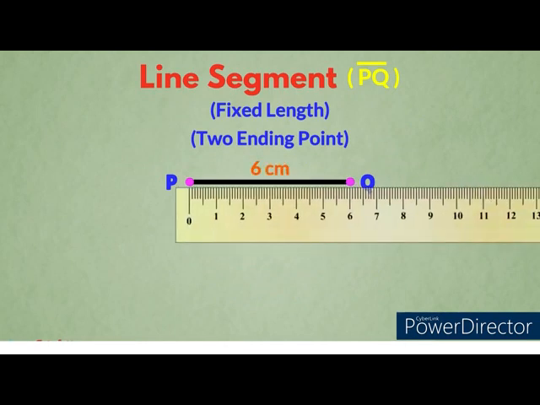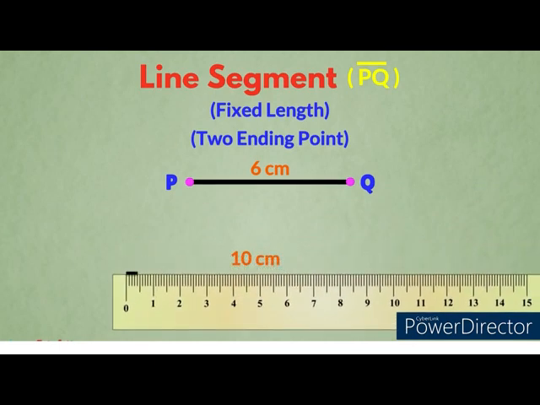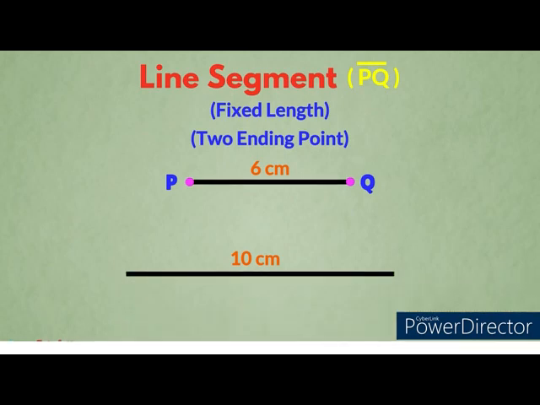We can measure a line segment with the help of a scale. So you see it is 6 centimeters. At the same time, we can draw a line segment with the help of a scale. If you get a measurement, for example 10 centimeters, then with the help of a scale we can draw a line of 10 centimeters and we can name it.